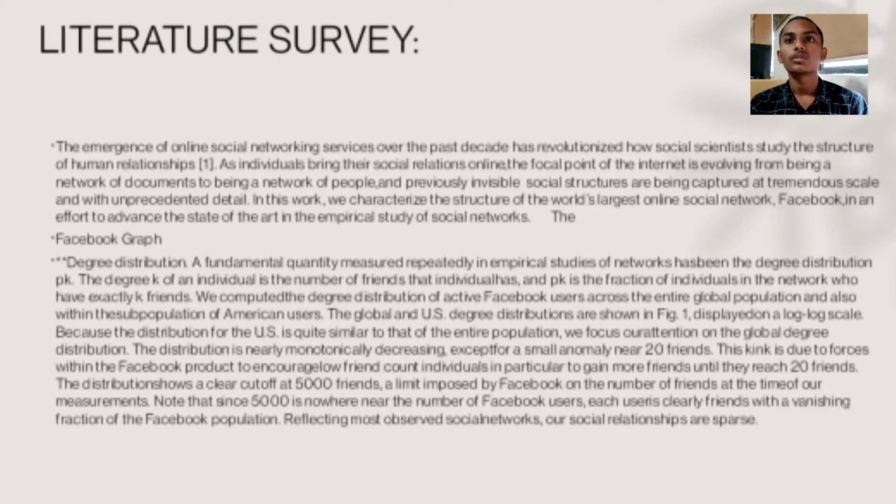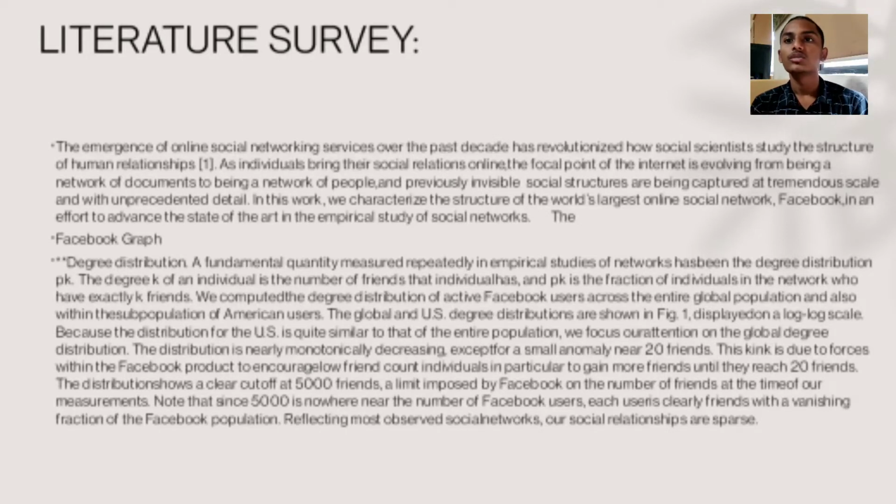Facebook. This is an effort to advance the state of the art in the empirical study of social networks. The Facebook graph degree distribution, a fundamental quality measured repeatedly in empirical studies of networks, has been the degree distribution pk. The degree k of an individual is the number of friends that individual has, and pk is the fraction of individuals in the network who have exactly k friends.